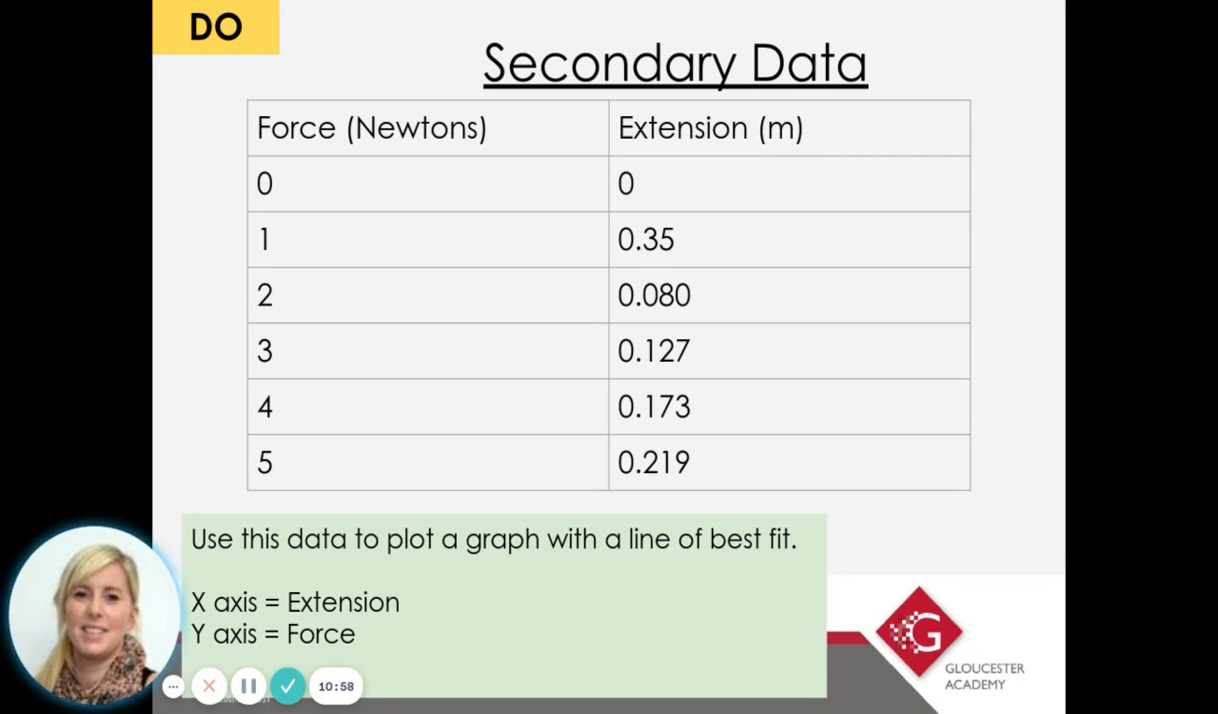So I'm just thinking as I'm looking at this data, I would go for my extension 0, 0.05, 0.10, 0.15, 0.20, 0.25. I'll just say that again one more time. So for this graph, for the extension, I would go up in increments of 0.05, 0.10, 0.15, 0.20, 0.25. And I probably do those 2 centimetres apart. Okay.